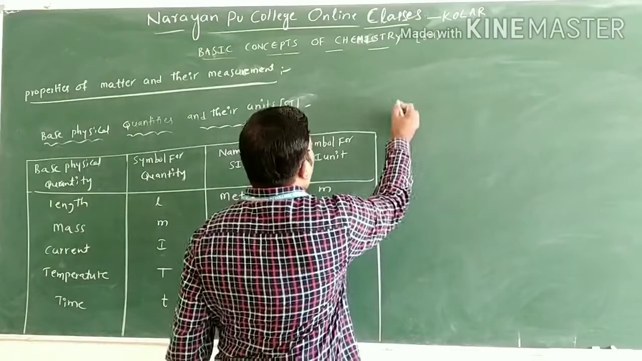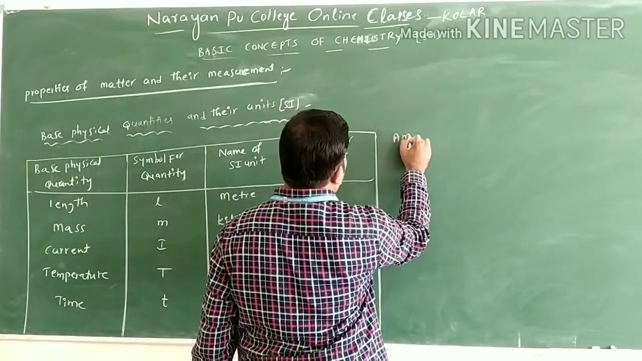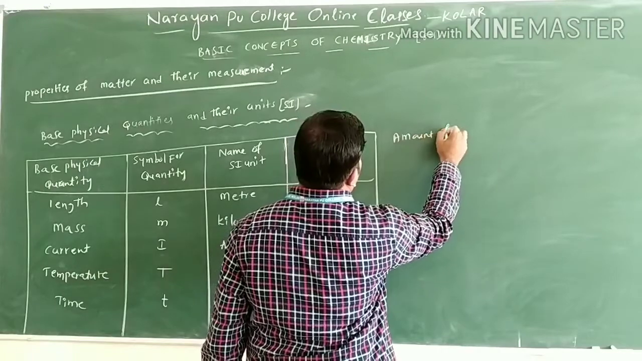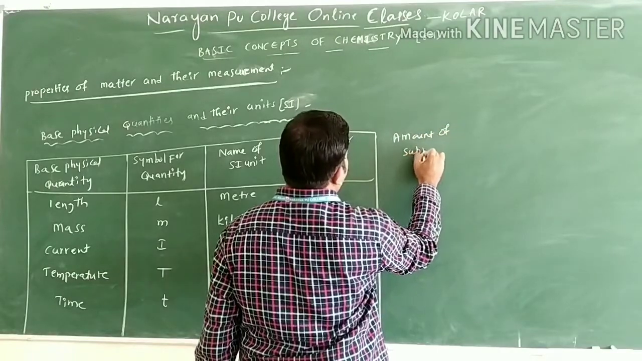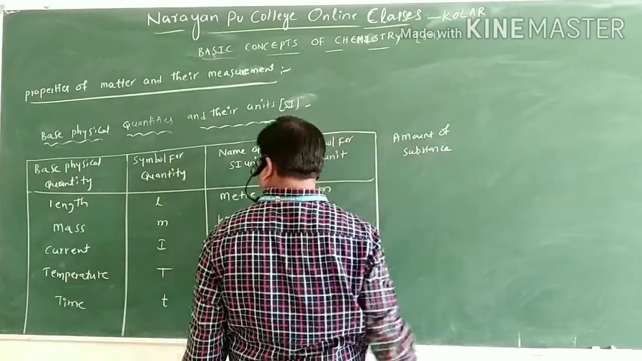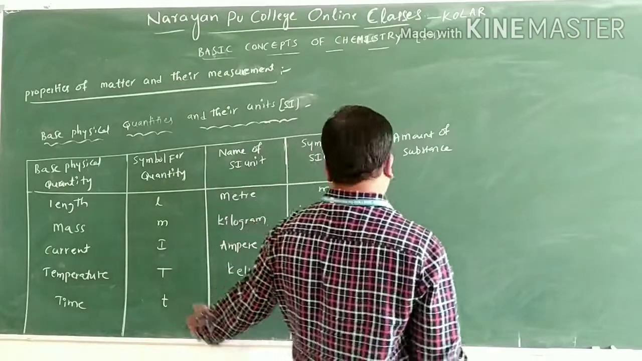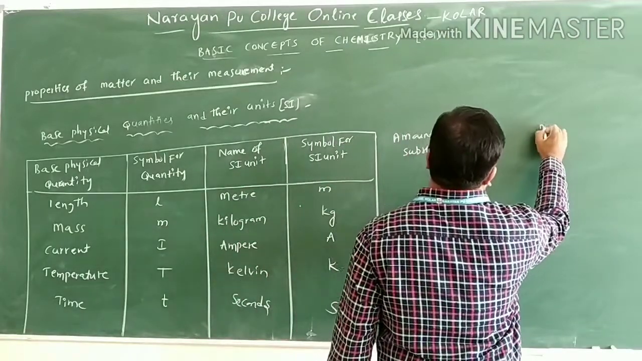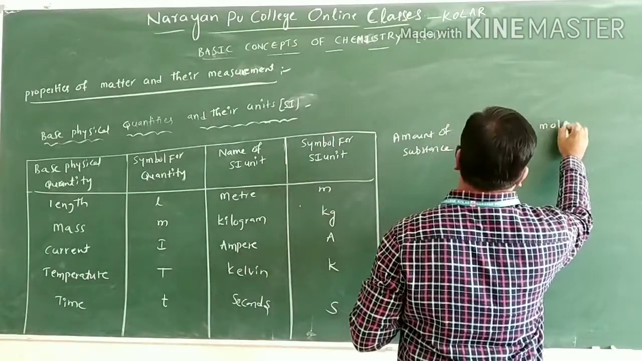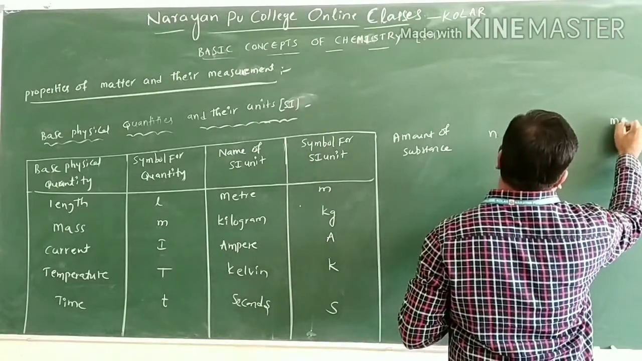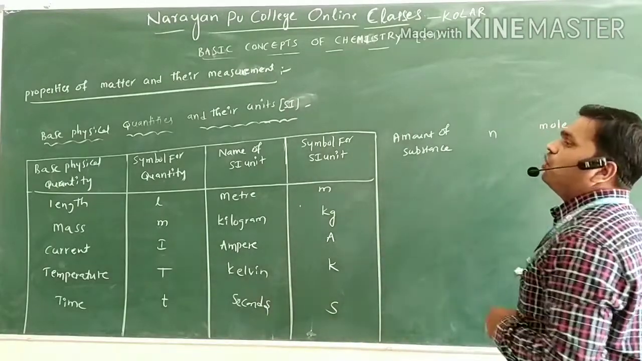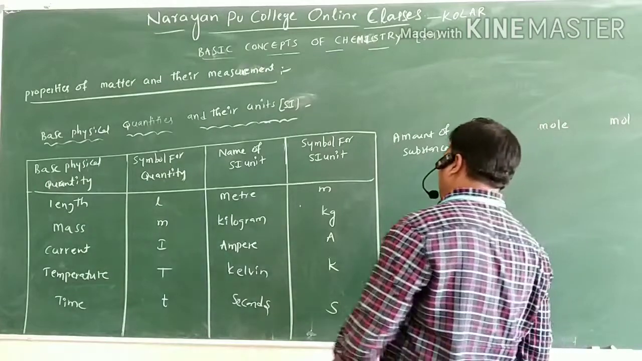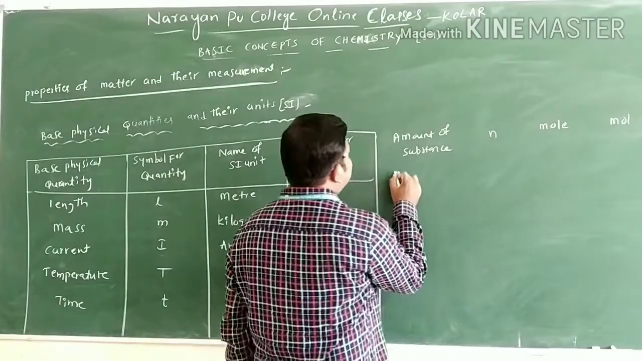Okay. So now we can take one more, amount of substance. Amount of substance is generally denoted by small n only. What is the name of the SI unit? It is the mole, and the symbol is mol. Okay, and we can take luminous intensity.